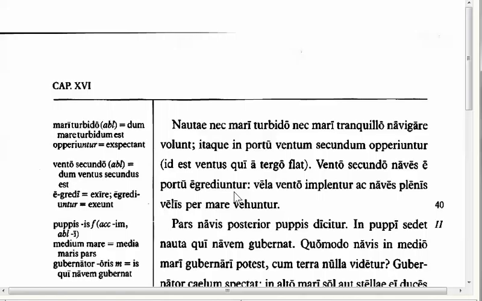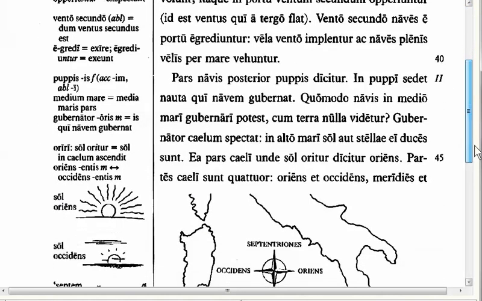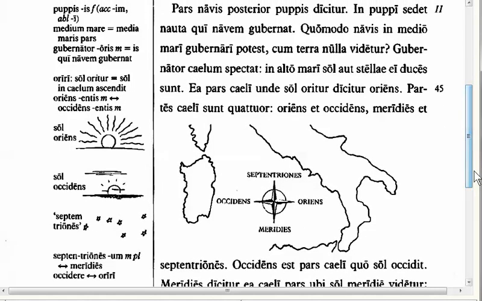The next feature I want to point out is in line 46. And we have partes caeli sunt quattuor: oriens et occidens, meridies et septentriones. Here we have the cardinal directions. There are four different directions of the sky, or parts of the sky: the east and the west, the south and the north.